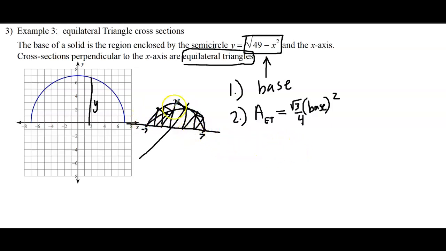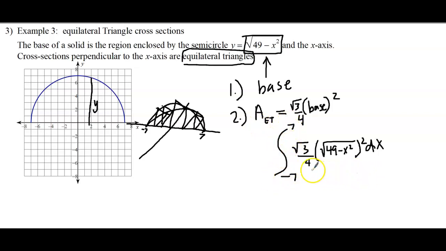A new volume. So if I wanted to find the area of this equilateral triangle, I'm going to do radical 3 over 4 times the base, which we know is the square root of 49 minus x squared, squared. And we're going to integrate that once again from negative 7 to positive 7. So the only difference when you're doing triangles as opposed to squares is that it's going to have this radical 3 over 4 in the front, and that's really the only difference. And that's because that's how you find the area of an equilateral triangle. And when you add together all those areas, you get the volume.